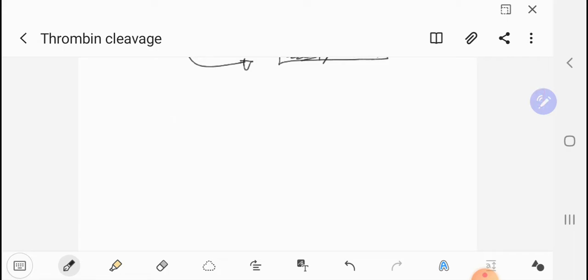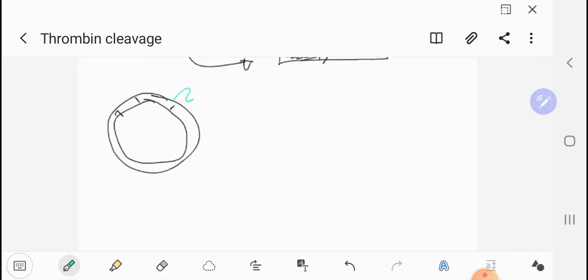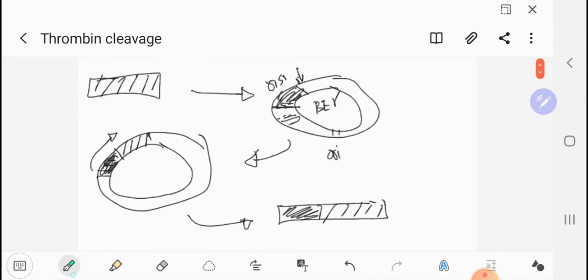On the other hand, this vector has the thrombin site. Suppose here is the thrombin site. This is the tag. Okay, this is the tag, and before this cloning site, here is the thrombin site. So you can cleave this thrombin. So if you clip this thrombin, then you will get only your desired product.